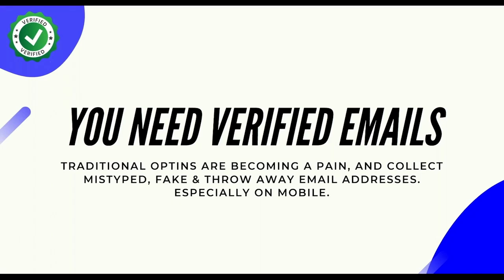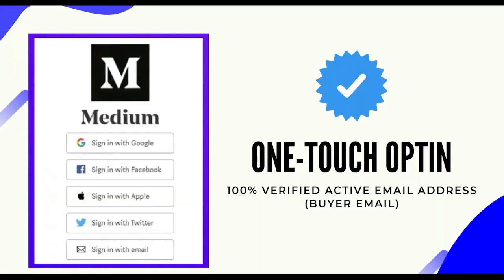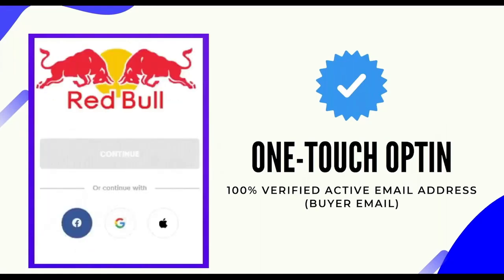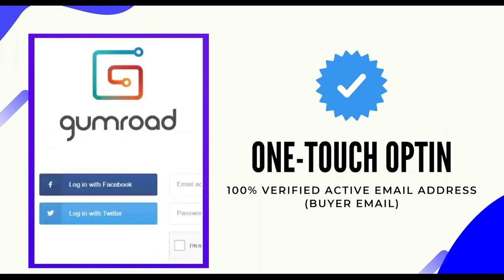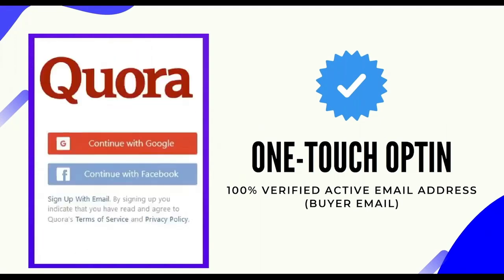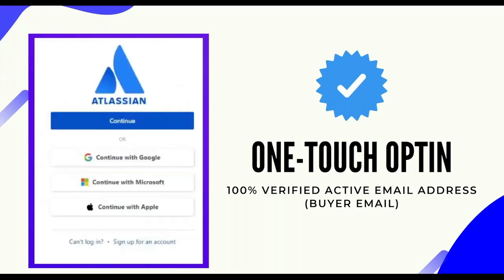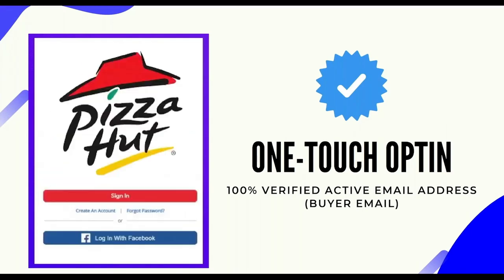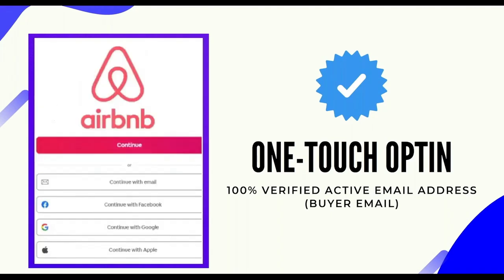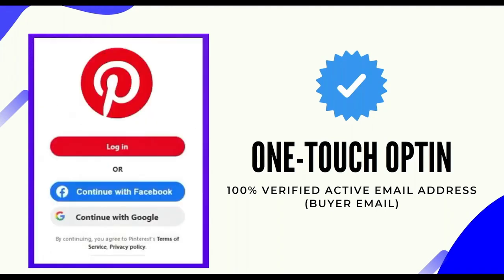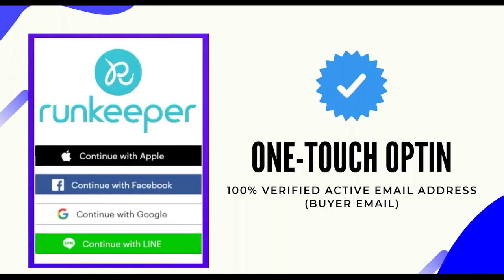Now, we started looking at a lot of these multi-million dollar companies. And guess what they're doing, right? All of them, one-touch opt-in. Why are they doing that? Because they want to assure themselves of getting the right email address. They want to assure themselves that they're getting an active email address. They want to assure themselves that they're getting a buyer email address.